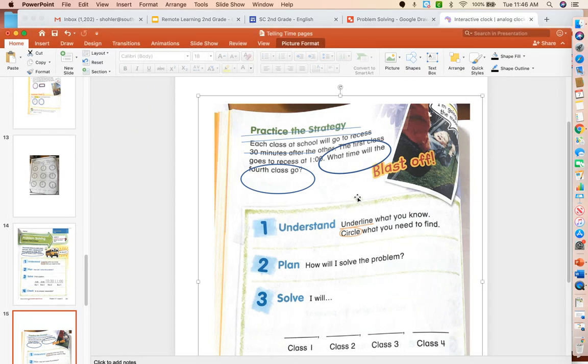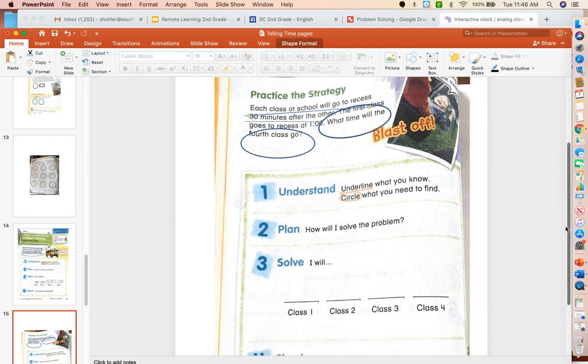Okay, so here is mine. Oh my, my lines went all crazy. Remember, mine are on the computer, so it's not exactly the best of lines. Just try your best. Each class at school will go to recess 30 minutes after the other should be underlined. And the first class goes to recess at 1 o'clock should be underlined. Then you should be circling what time will the fourth class go.